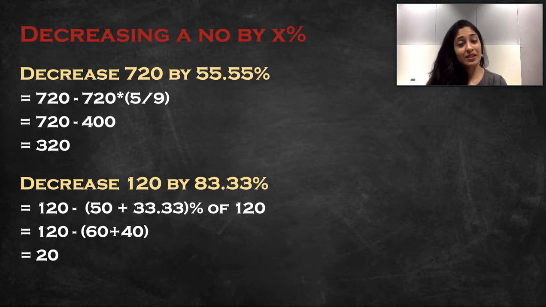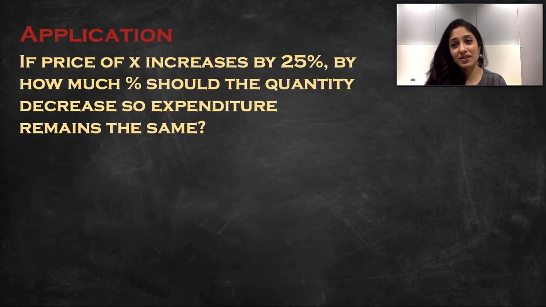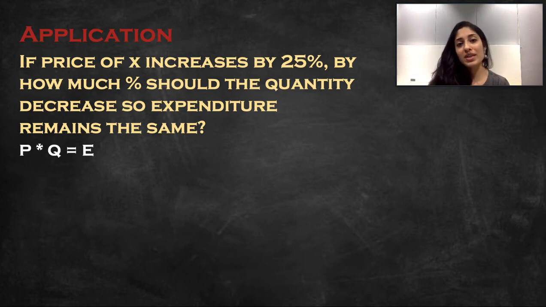Looking at further advanced applications of these. Let's say this is the question: the price of X increases by 25%. By how much should the quantity decrease so my expense remains the same? Now here we know price into quantity is expense, which means if expense is constant, price and quantity are inversely varying variables. If price increases, quantity decreases and vice versa.